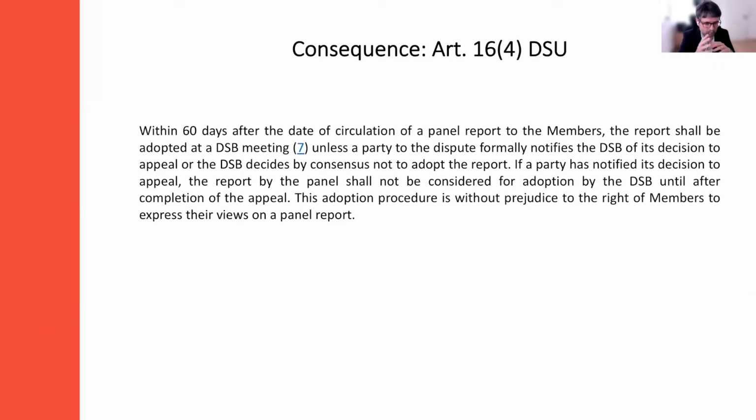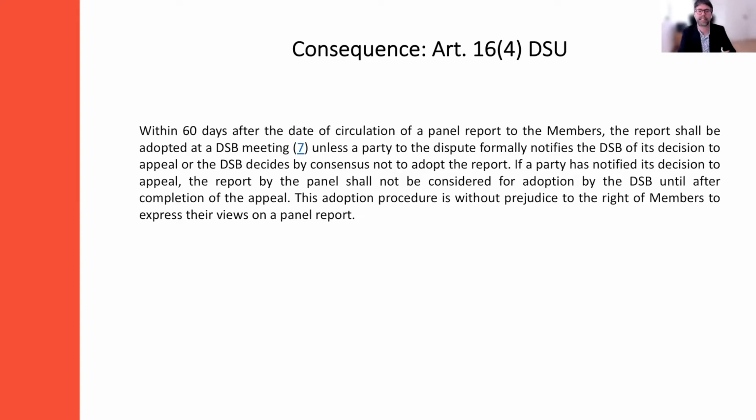So what does that mean now for the reality of disputes? If you get into a dispute, you still have the right to your panel. You can still get a panel established. You can get a panel report. But what happens if you appeal? And the consequences of the appeal are described in Article 16, paragraph 4 of the Dispute Settlement Understanding, the DSU.